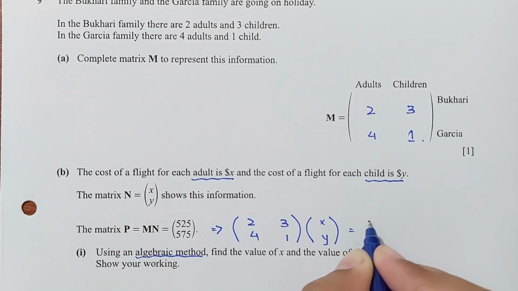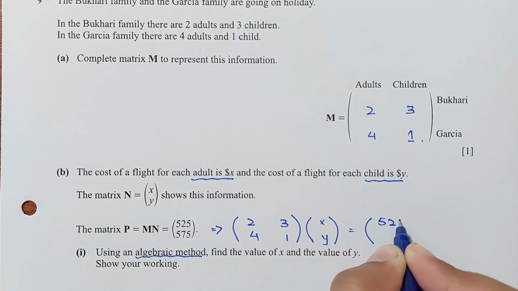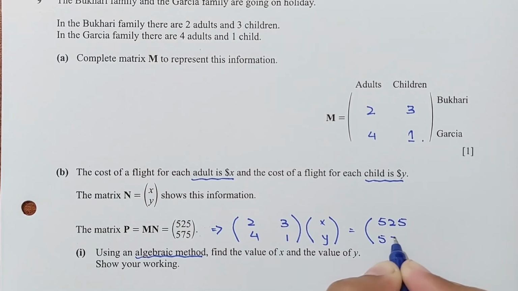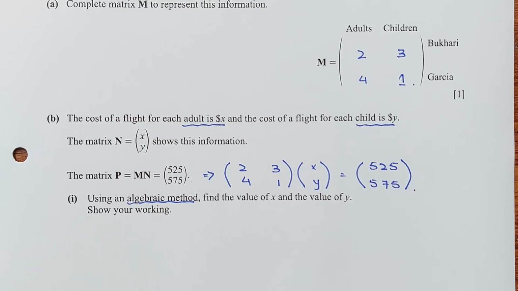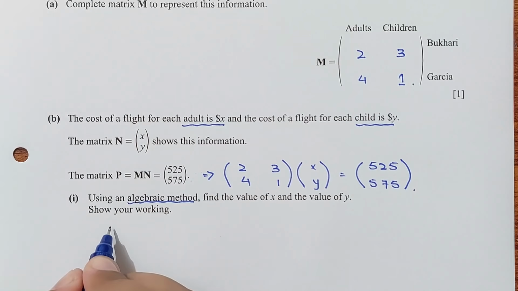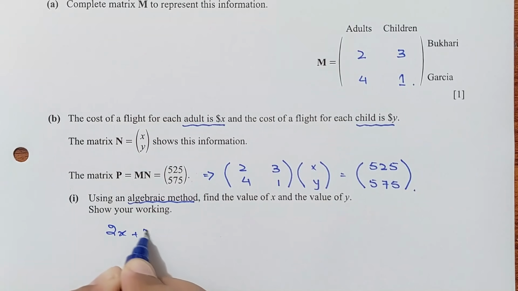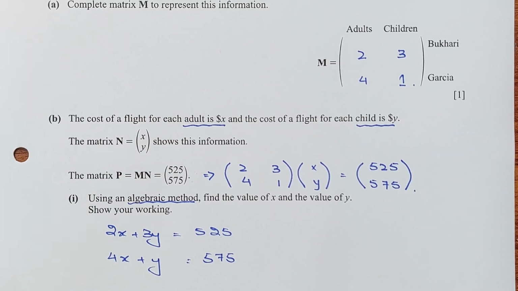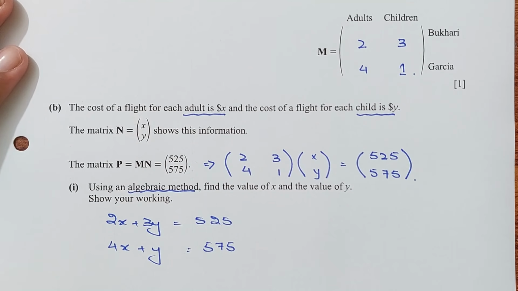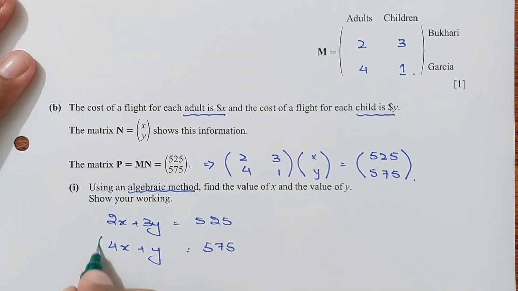This would be equals to 525 and 575. Alright, let me make the equations. Multiplication 2x plus 3y is equals to 525, and the other equation is 4x plus y equals to 575. Okay, so you can use elimination or substitution. Let me multiply my second equation by negative 3.